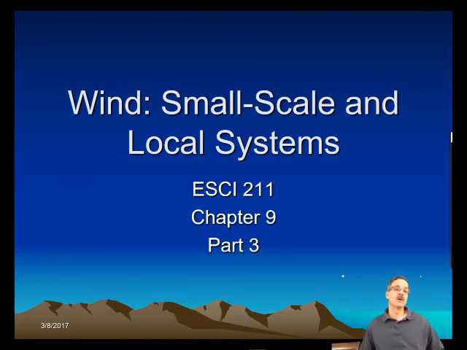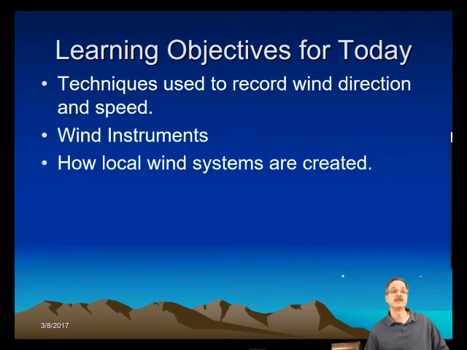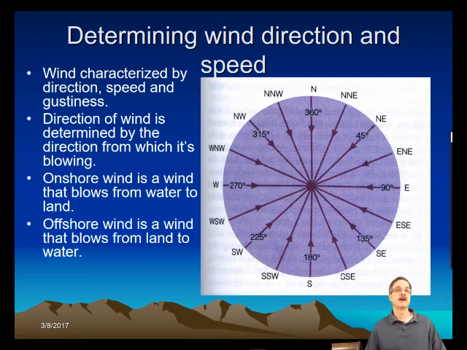So we're going to do wind, small scale and local systems. This is for ESCI 211. This is Chapter 9, Part 3. After you finish watching this online lecture today, I hope you have a better understanding of the techniques used to record wind direction and speed, the instruments used to record the wind direction and speed, and how local wind systems are created.